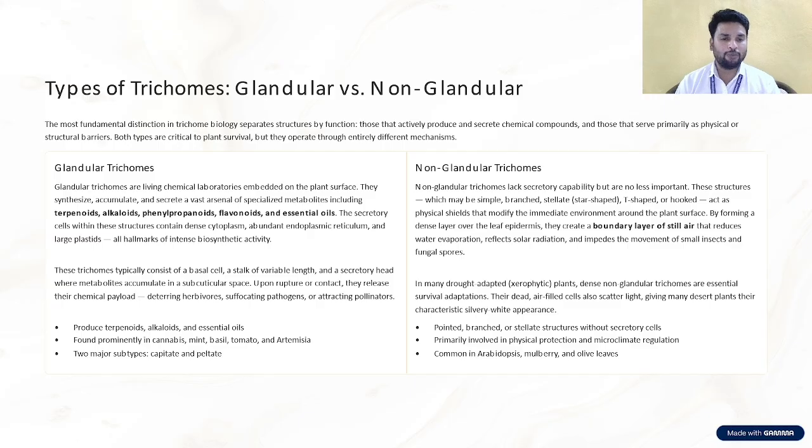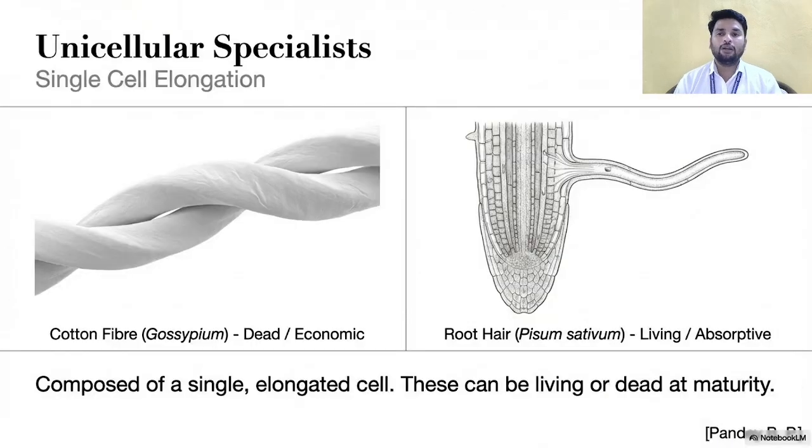Pointed, branched cell structures without secretory cells, that is non-glandular trichomes, are primarily involved in physical protection and microclimate regulation, common in Arabidopsis thaliana, mulberry, and olive leaves. Then unicellular specialist, single cell elongation. Cotton fiber is a unicellular trichome of economic importance, composed of a single elongated cell. This can be living or dead at maturity. Such a type of trichome is known as a unicellular trichome. Another example is root hair, Pisum sativum, living and absorptive in nature.